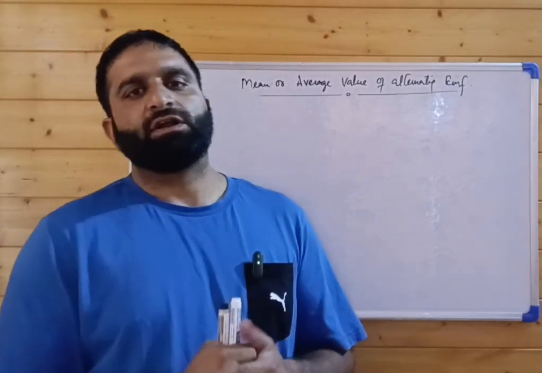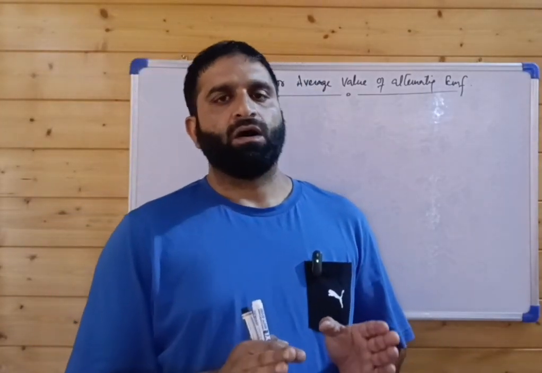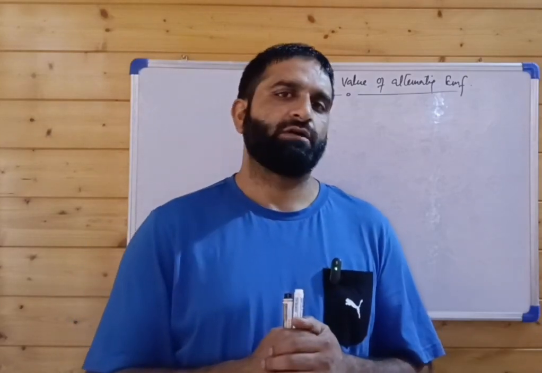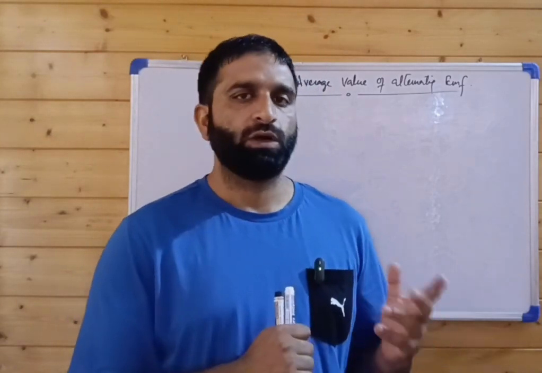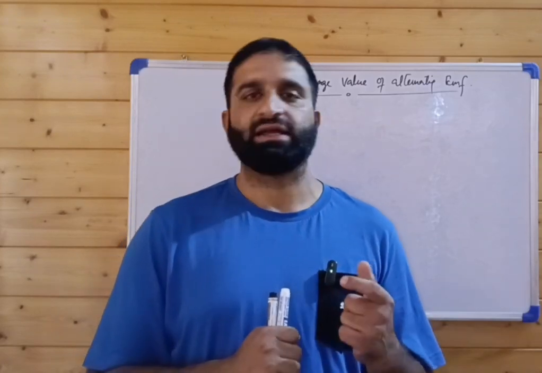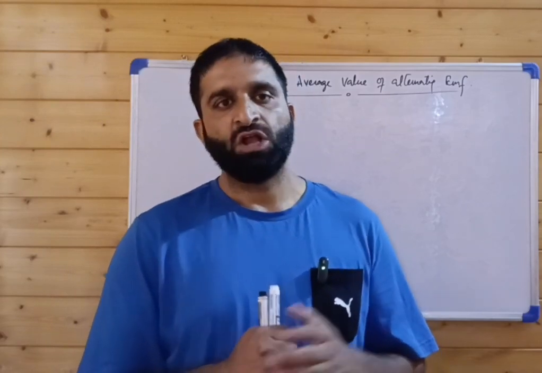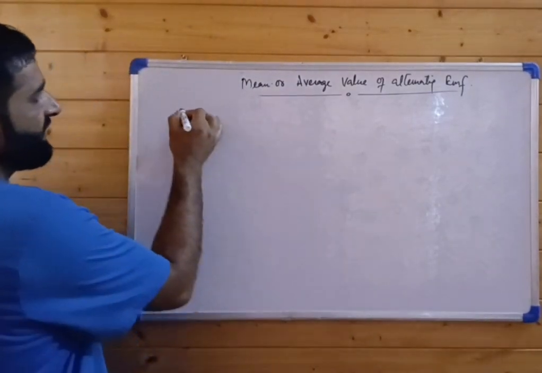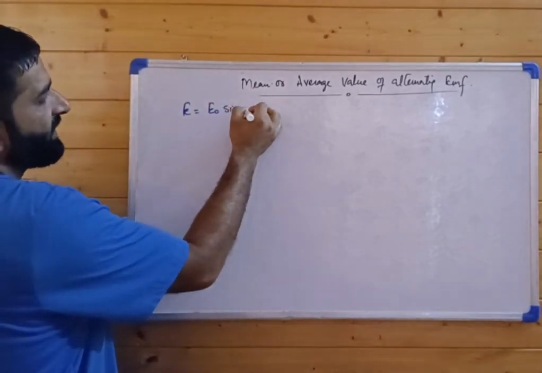Talking of the mean or average value of the alternating EMF or voltage, we define the mean or average value of alternating EMF or voltage for a half cycle. It is defined as that value of steady EMF or voltage that will send the same amount of current through a circuit as is sent by the AC through the same amount of time as the AC is passed through that circuit.